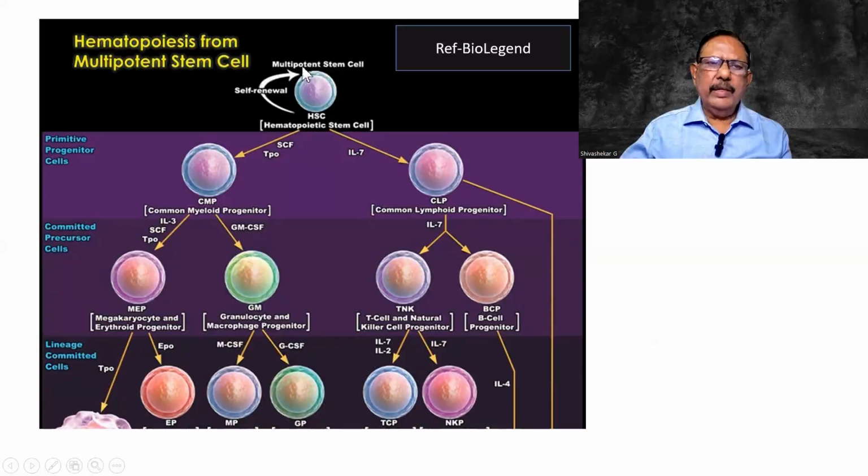So here I am finding the multipotential stem cell. Then there is a hematopoietic stem cell that is over here. And this can differentiate into the myeloid progenitor or the lymphoid progenitor. These again can be developing into the megakaryocyte or the granulocyte monocyte progenitors.